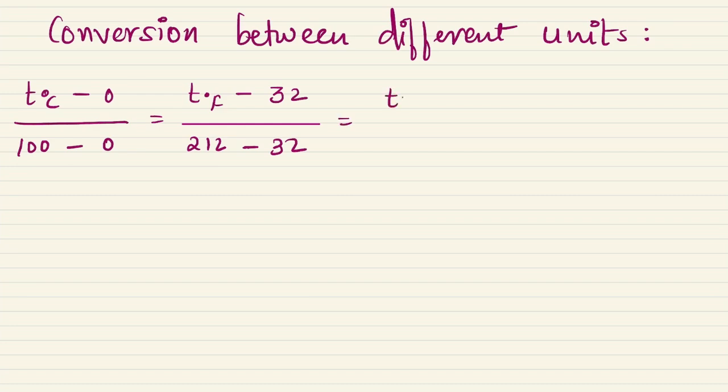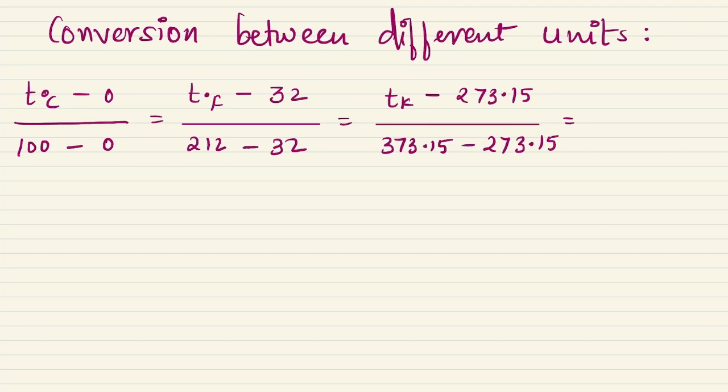Then comes the Kelvin scale. Temperature in Kelvin minus the freezing point, 273.15, upon the boiling point, 373.15, minus 273.15, that is the freezing point. The benefit of this equation is that even if tomorrow, in coming years, we have some other scale, let's say Tx, then you can just do freezing point upon boiling point minus freezing point and you are through. You can convert any temperature from this new system to any old system.